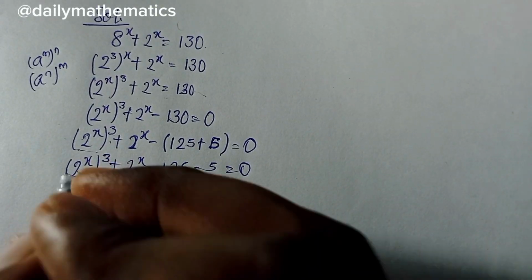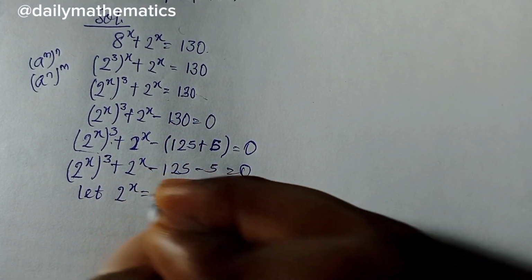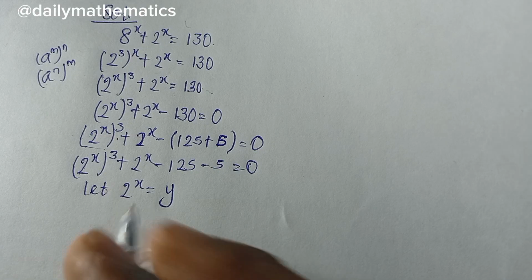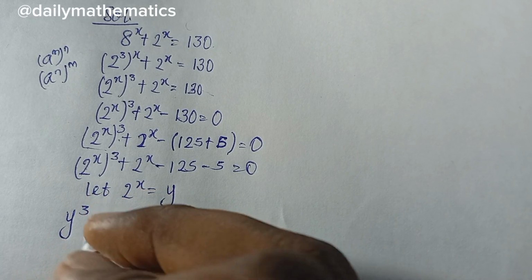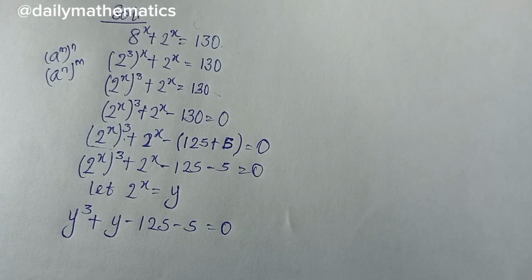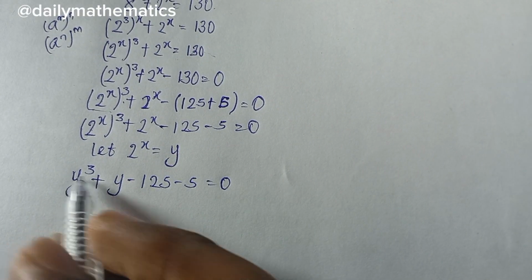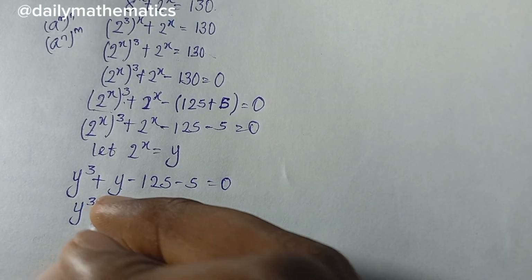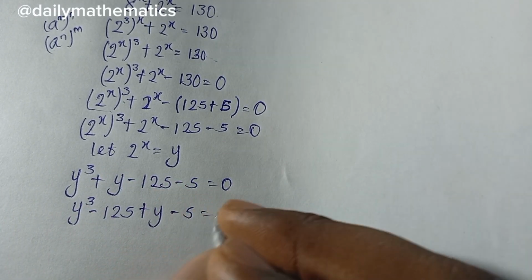So from here, to simplify all these numbers, we can say let 2 raised to the power of x equal y. Wherever we see 2 raised to the power of x, we put y. So from here we have y raised to the power of 3, then plus y, then minus 125 minus 5 equals 0. And so from here we can now join the perfect cube with the perfect cube and the single number with the single number. We have y raised to the power of 3, then minus 125, then plus y, then minus 5 equals 0.